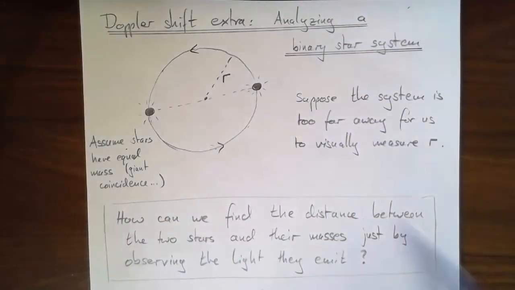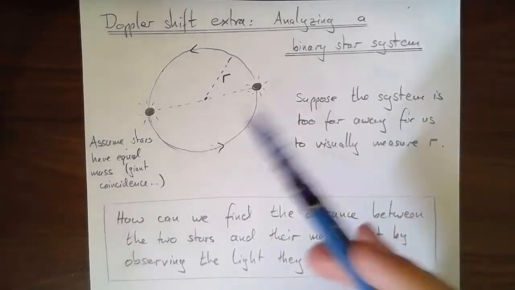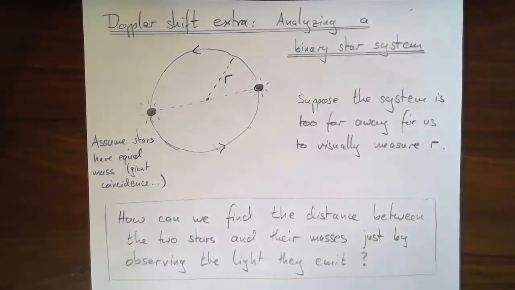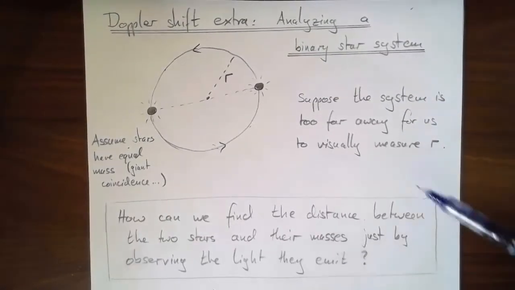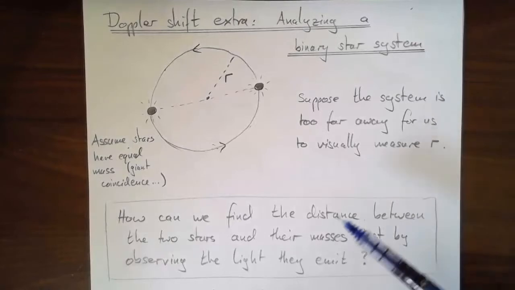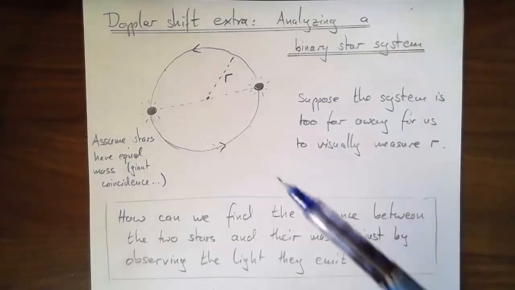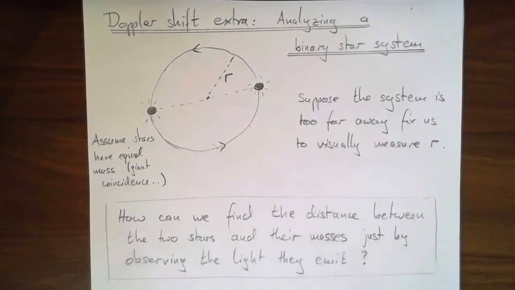Of course, I'm making the assumption of the same mass, but even if I didn't, it would make it a bit more complicated. In the end, the principle is the same, right? We're trying to follow the reasoning here, and it's based on Doppler shift observation. So how can I do it? How can I find the distance just based on observing the light emitted by the stars?